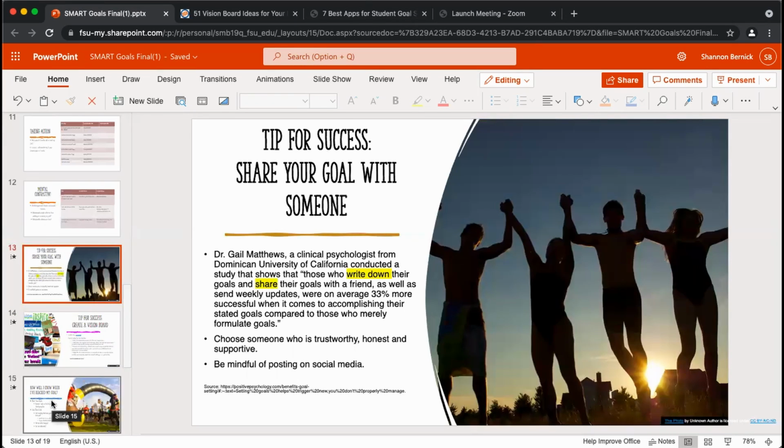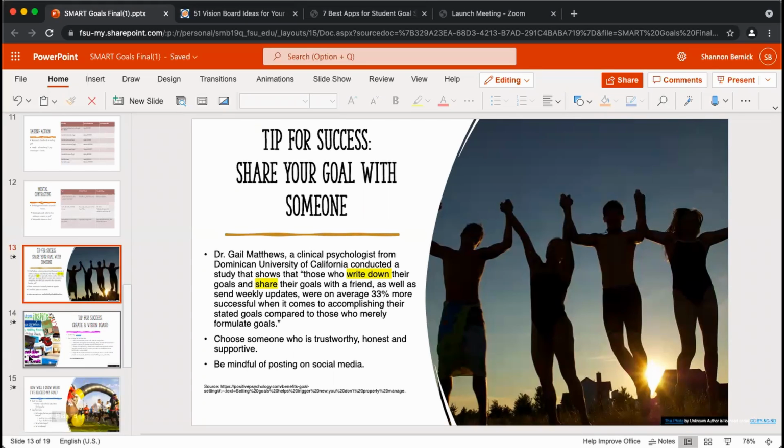So, there are also some things that you can do to set yourself up for success with reaching your goal. And one of them is sharing your goal with someone else. So there was a clinical psychologist from the Dominican University of California, Dr. Gail Matthews, who conducted a study that showed that those who write down their goal and share their goals with a friend, as well as sending weekly updates, were on average 33% more successful when it comes to accomplishing their stated goals compared to those who merely formulated the goals.